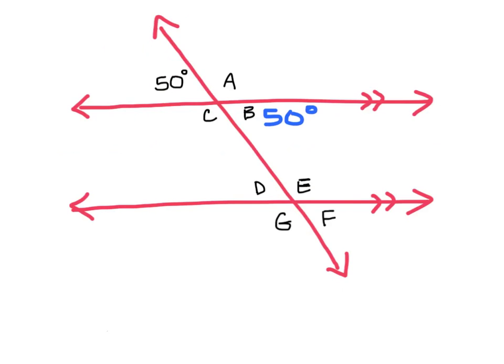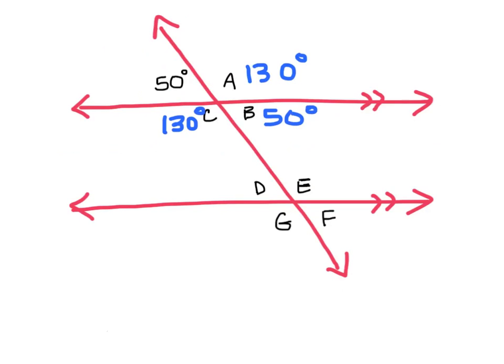All right, the next thing that I see is these two angles, the 50 and the A. Together they make a linear pair, or 180 degrees. So if this side is 50, A has to be 130 degrees. If angle A is 130 degrees, then angle C also has to be 130 degrees because they are vertical angles.